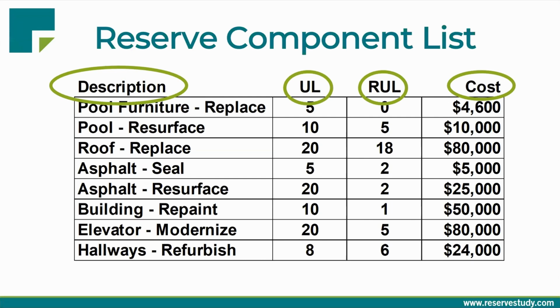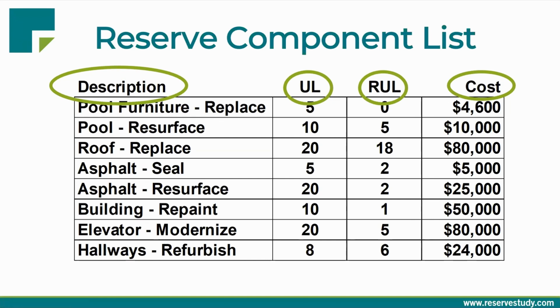And another thing to point out is these are project descriptions, not physical assets. You can see here we've got 2 projects that you're going to do to the same physical asset. Asphalt is a physical asset, but every 5 years you're going to seal it, and maybe every 20 years you're going to need to resurface it. Very different time cycles, very different cost amounts. And the roof, replace it, pool furniture versus the resurfacing of the pool, and that's a segue to the next thing. But we're talking about description of projects, useful life, remaining useful life, and current replacement cost.